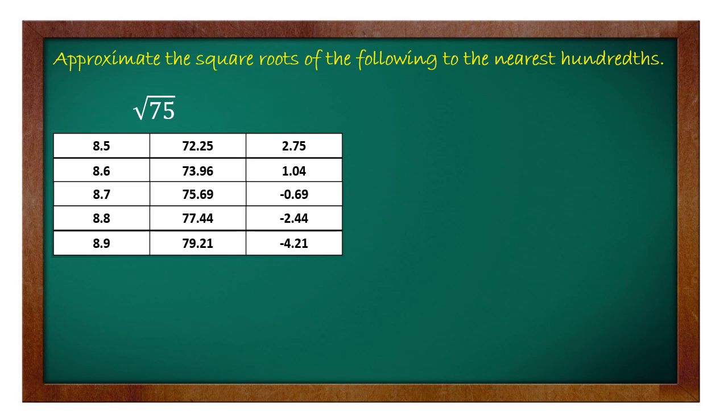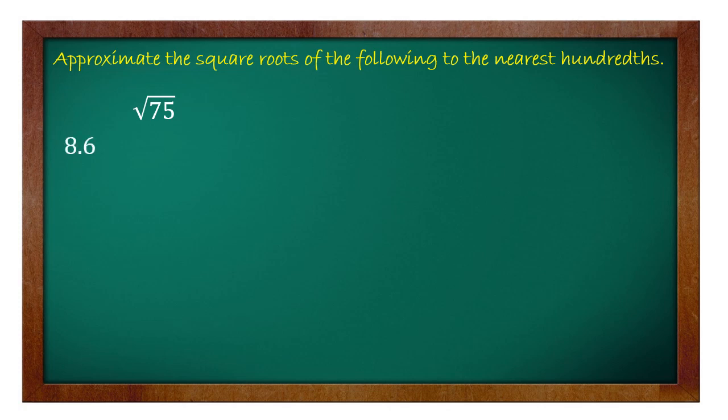Okay? So, since hundredths na yung hinahanap natin, ang gagawin natin is, kukunin natin yung dalawa na may pinakamalapit kay 75. And that is 8.6 and 8.7. Kasi yung difference niya is 1.04 at saka yung 0.69. Okay? So, we could say that the square root of 75 is between 8.6 and 8.7. So, ang gagamitin natin na decimal ng hundredths is 8.60 hanggang 8.70. Okay? Hahatiin natin ulit sa dalawa. Pero, meron tayong gitna na 8.65.